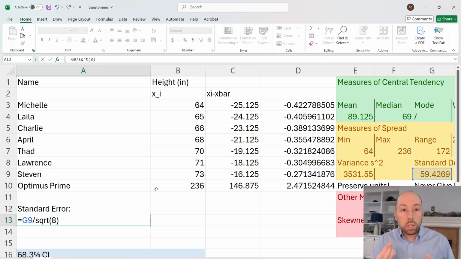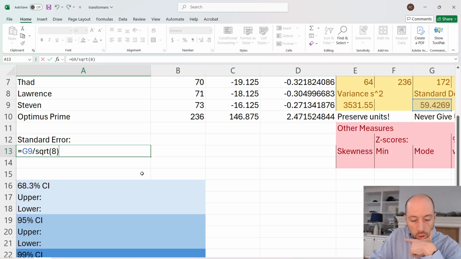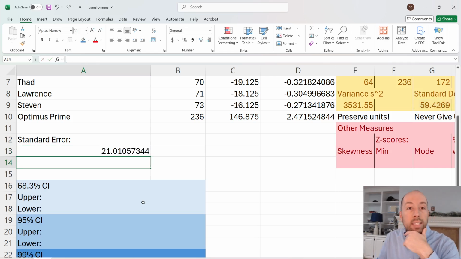Notice the two things that go into the standard error that are so important. How much the original data is spread out, the standard deviation, and how many observations you have. For more observations, even if the data has the same amount of noise going on, the sample average will be closer to the truth. This is very convenient. Okay, I get 21 for my standard error.